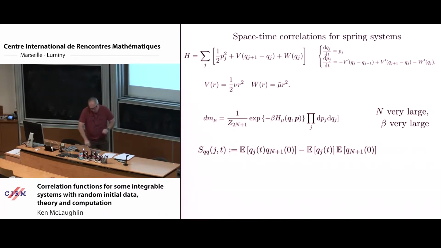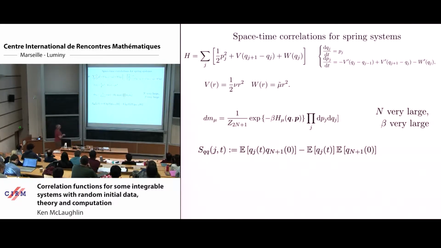Okay, so this is just repeating. We have a Hamiltonian system with random initial data, and so at the very top is the type of Hamiltonian that we're considering. And I'm restricting myself to the linear case for now. And the Gibbs measure is how we're sampling initial data. So it's random initial data. You're picking initial positions and velocities according to this probability measure.